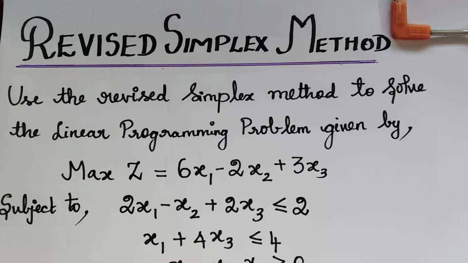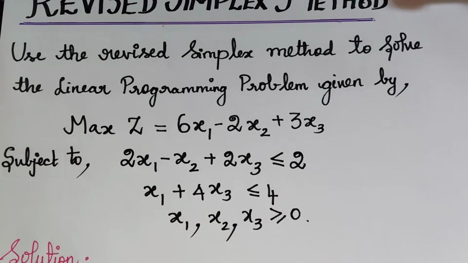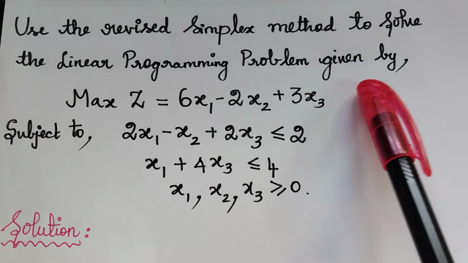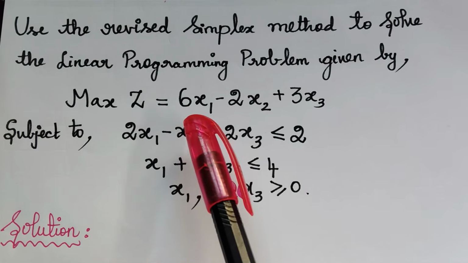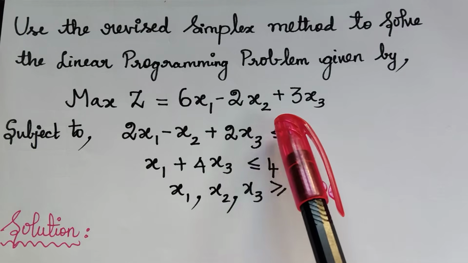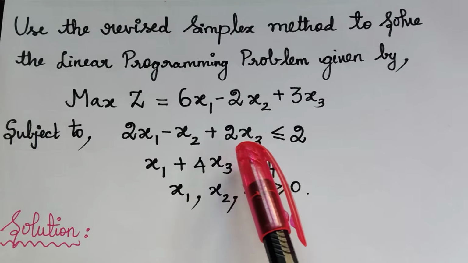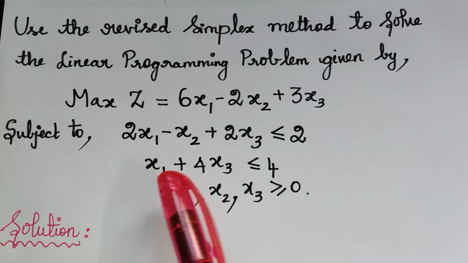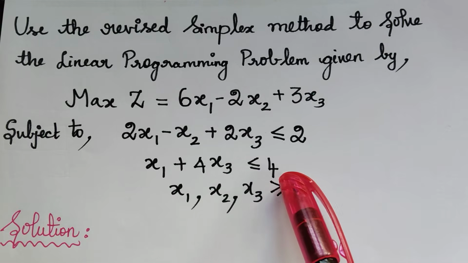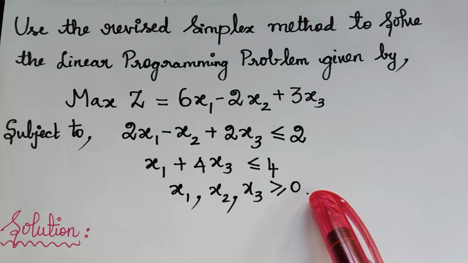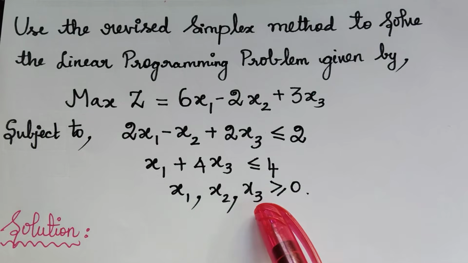Now here we have a problem under the revised simplex method. The question is, use the revised simplex method to solve the linear programming problem given by max z equal to 6x1 minus 2x2 plus 3x3 subject to the constraints 2x1 minus x2 plus 2x3 less than or equal to 2 and x1 plus 4x3 less than or equal to 4, where x1, x2 and x3 are greater than or equal to 0. The variables x1, x2, x3 are known as non-basic variables.